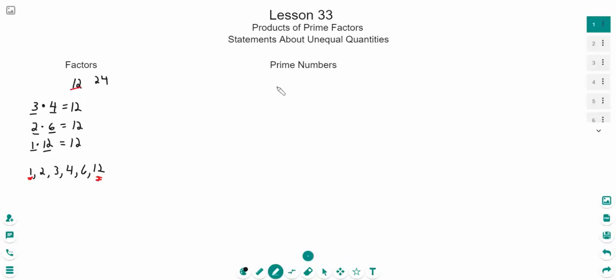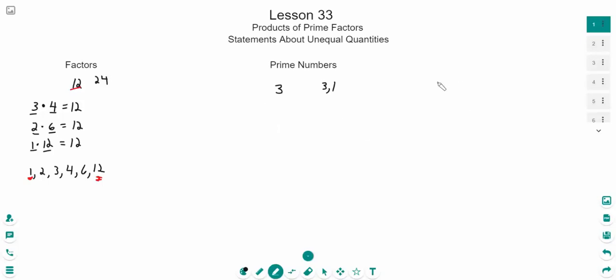So if I have the number 3, this would be a prime number because the only numbers that this is divisible by evenly would be a 3 and a 1, right? I can't divide this by any other whole number and end up with a whole number solution. All right.